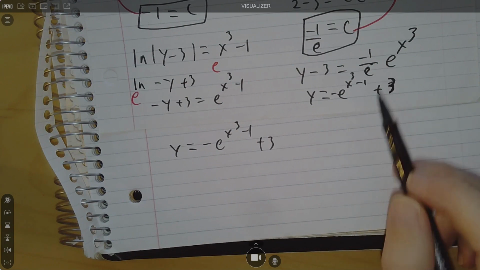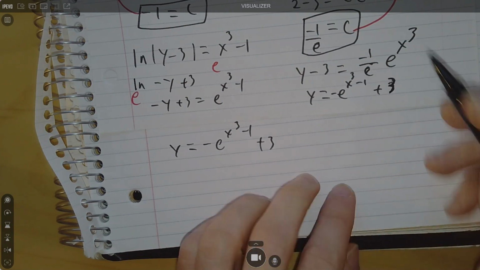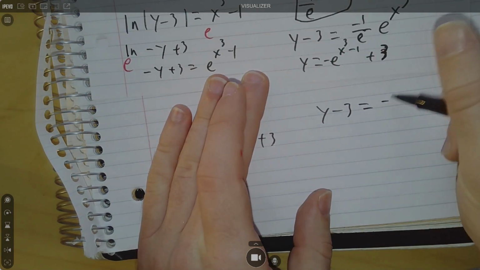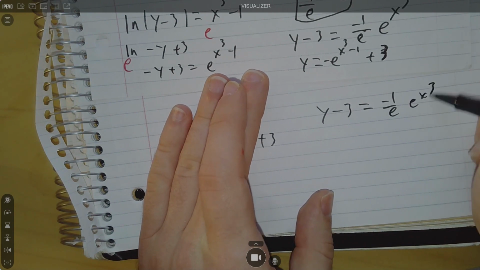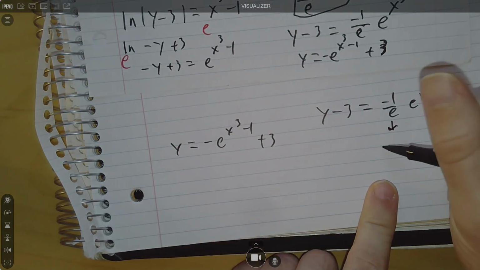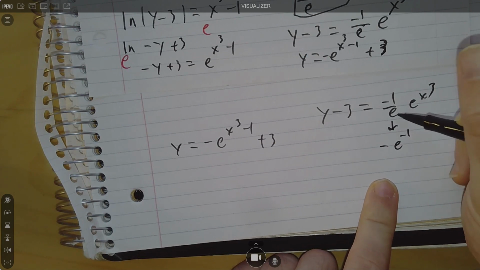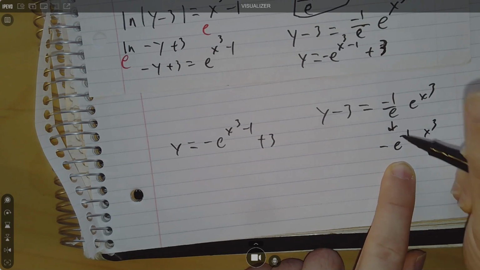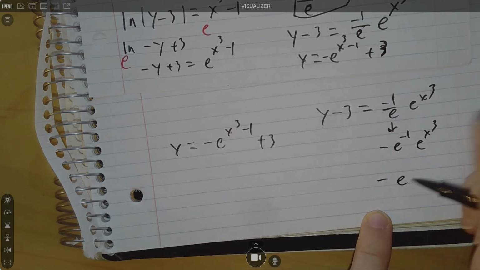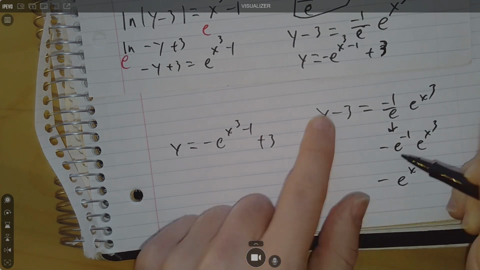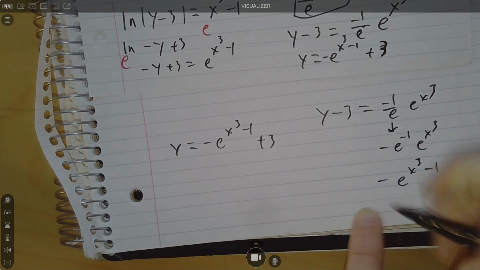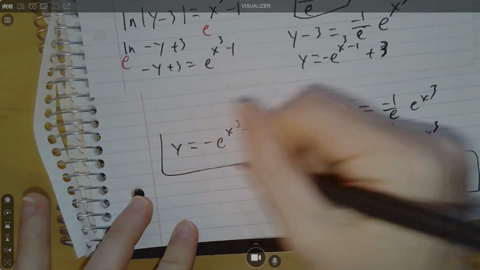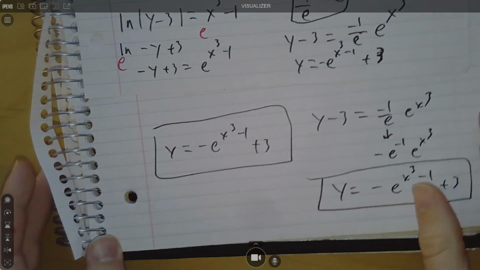You might be wondering, how did you get from there to there? Let me show that simplification. So y minus 3 equals negative 1 over e to the x to the third. Negative 1 over e is the same as negative e to the negative 1 because it's on the denominator. So then that's negative e to the negative 1 times e to the x third. Then you're just adding those together. You get negative e to the x third minus 1. Then you add the 3 over. y equals that.